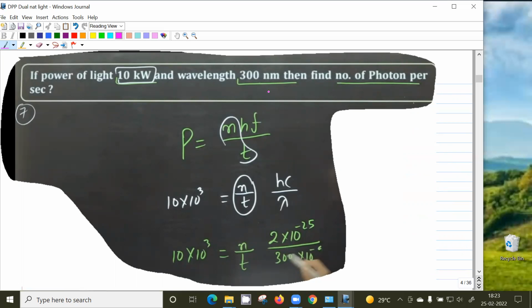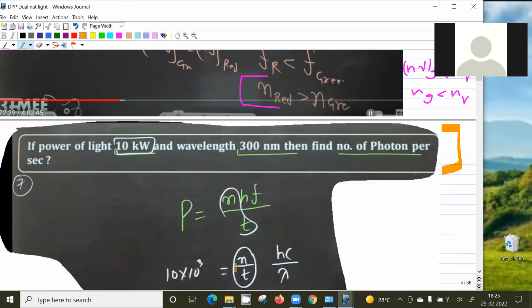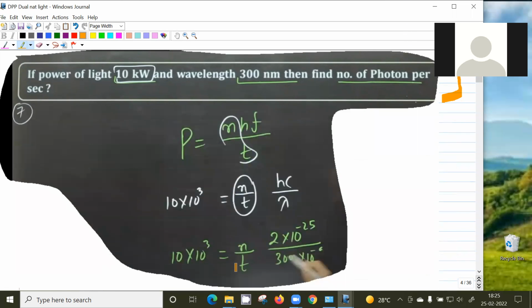Power is given, wavelength is given. So this is also a basic question. Can you get the answer? 1 second, sir. I will take a pen and come. This is the question. Sir, the h value is 6.626 into 10 power minus 34 only, no, sir? Yeah.